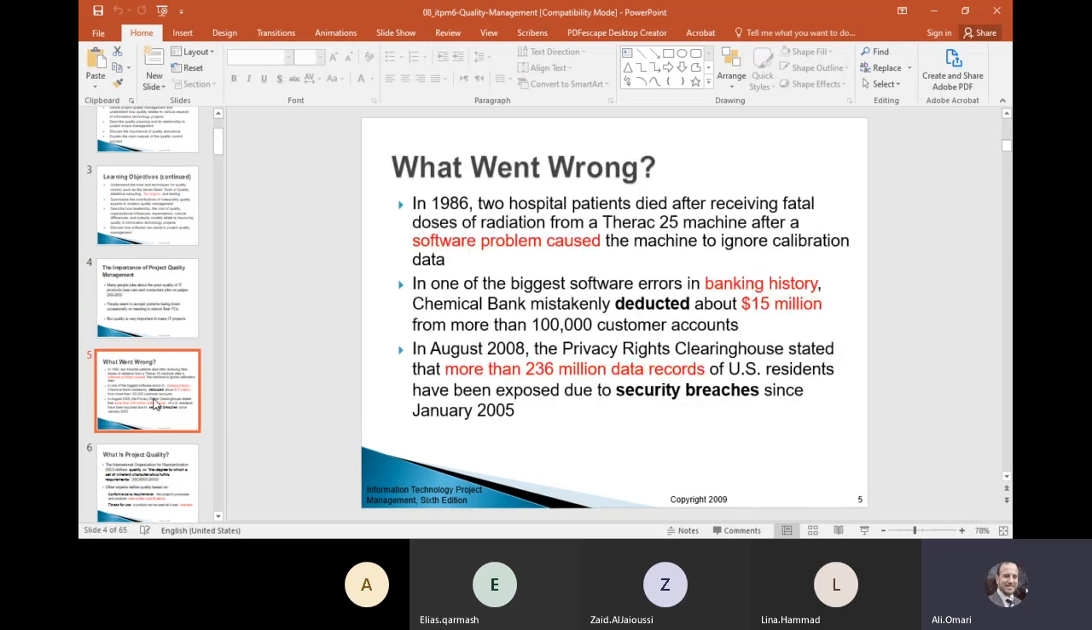In 1986, at two hospitals, patients died. Why? Because they received fatal doses of radiation from a machine. The cause was a software problem. The software ignored the calibration data that was provided. So the application was not implemented to consider this calibration data. Therefore, the radiation released was more than it was supposed to be, and the result was two patients died.